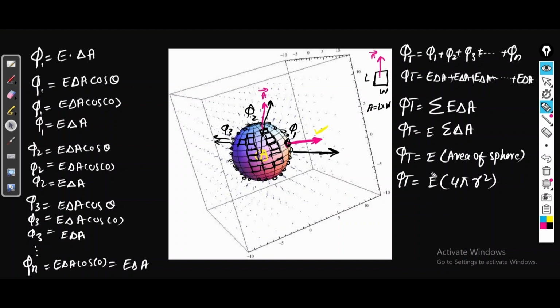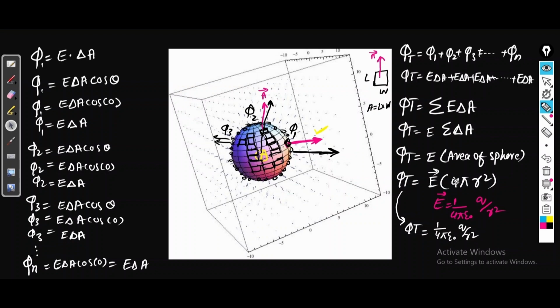Here we also know this is the electric field intensity, and the equation for electric field intensity is E equals 1 over 4 pi epsilon naught times Q by r squared. So put this equation in place of E. Then phi total is equal to the value of E, which is 1 divided by 4 pi epsilon naught, Q by r squared.